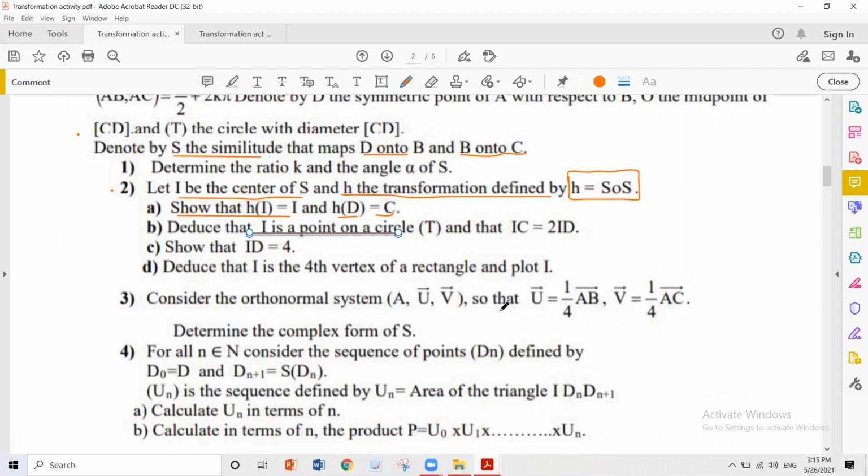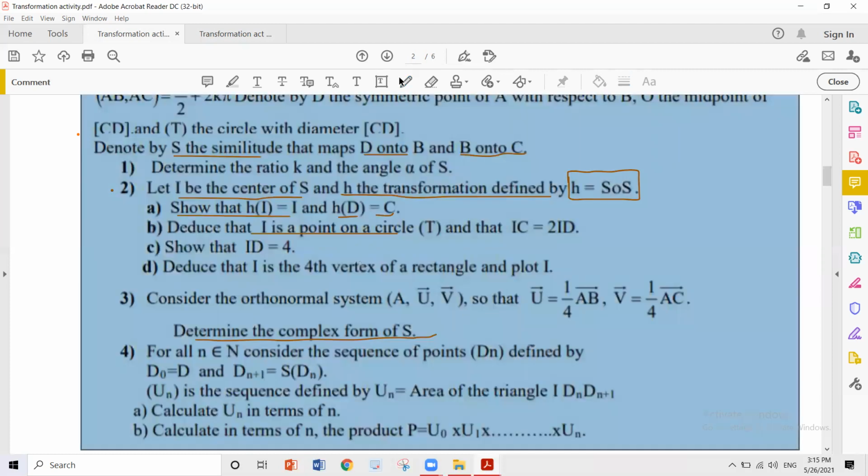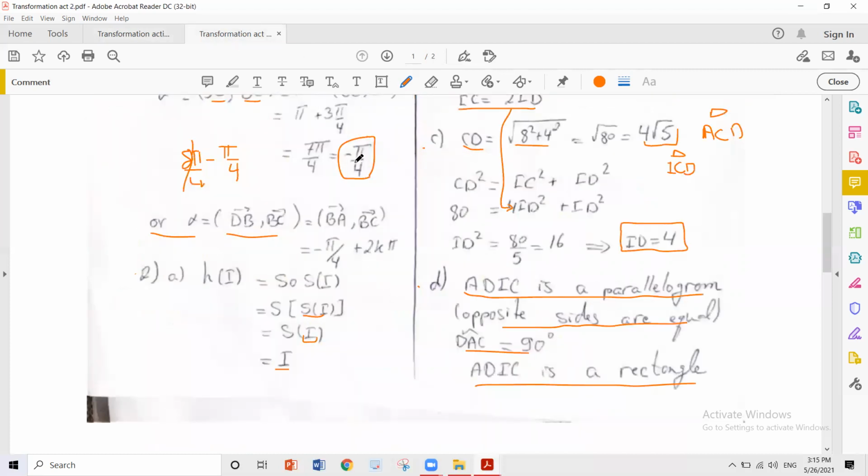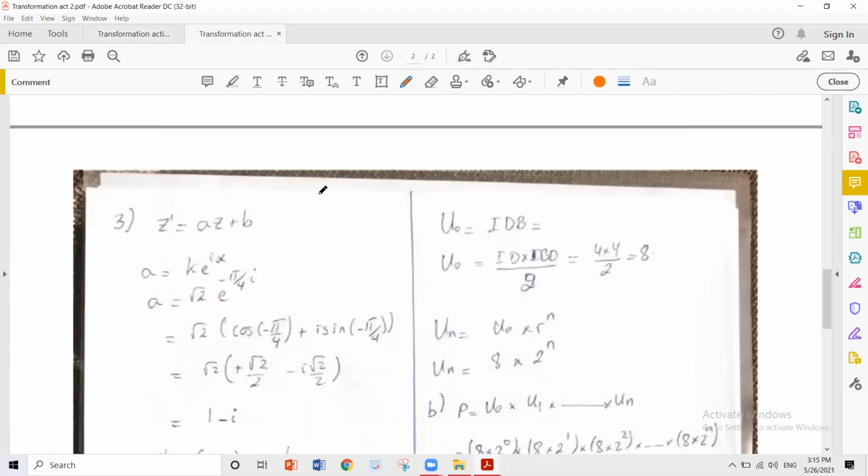Consider the orthonormal system AUV with U equal 1 over 4 AB, V equal 1 over 4 AC. Determine the complex form of S. How to determine the complex form of S? How is the complex form? Z prime equals AZ plus B.